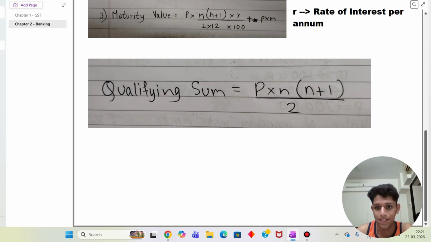The formula goes as principal into time, time plus 1 upon 2. P is the sum invested every month, N is the duration in months, and N plus 1 is the duration in months plus 1, divided by 2. This is the qualifying sum formula. This is very important. This can definitely come in an exam for 1 mark. So please learn this formula. It's very easy. Thank you.